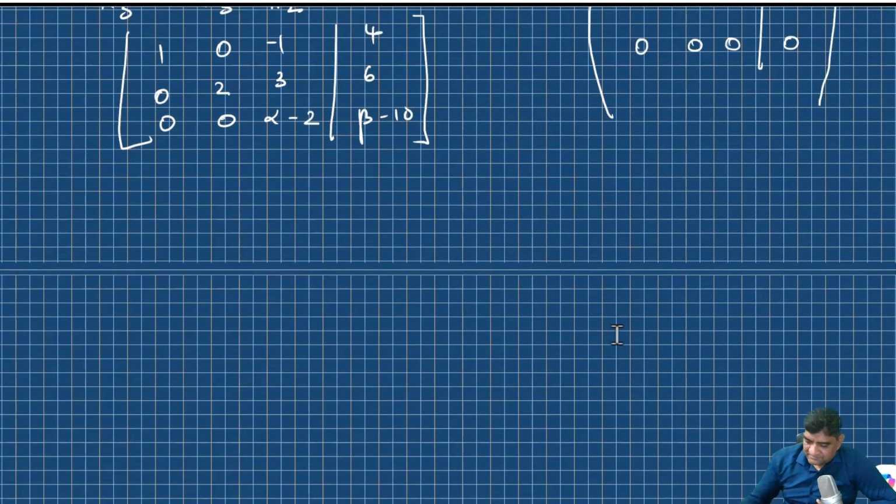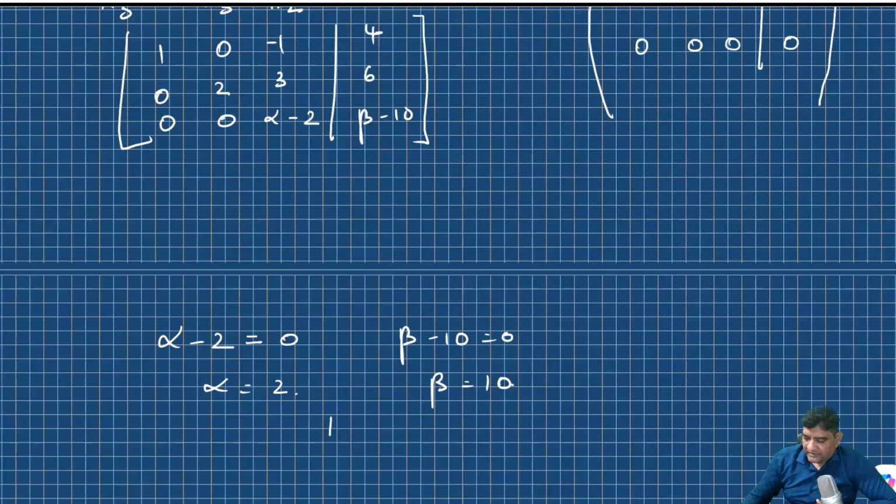So for this system, I can right away say that alpha minus 2 has to be 0 and beta minus 10 has to be 0. That tells me that alpha is equal to 2 and beta is equal to 10. That is it. That's a 6-marker question. I'm going to quickly discuss the mark scheme for this.